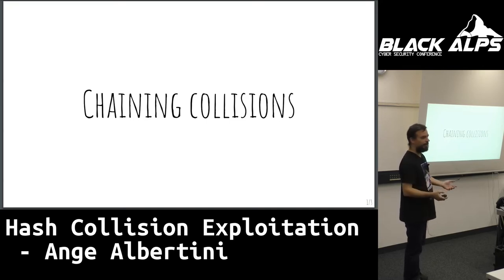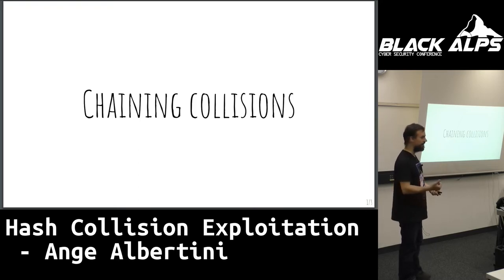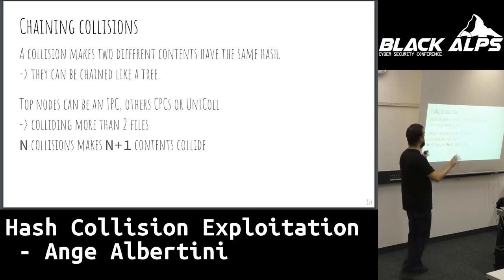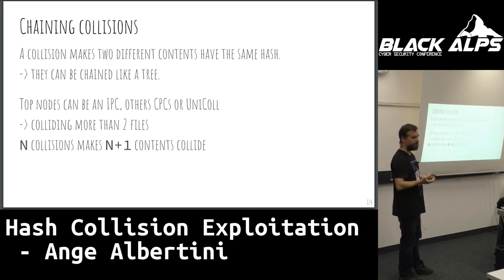So, chaining collisions. As you maybe noticed earlier, I mentioned that we did 600 collisions in a file, and we had a 4 file types collision. It's not, of course, with a single collision. So if you think about it, a single collision makes two different contents have the same hash. So two different contents have the same hash, and then it's like one content for a collision.